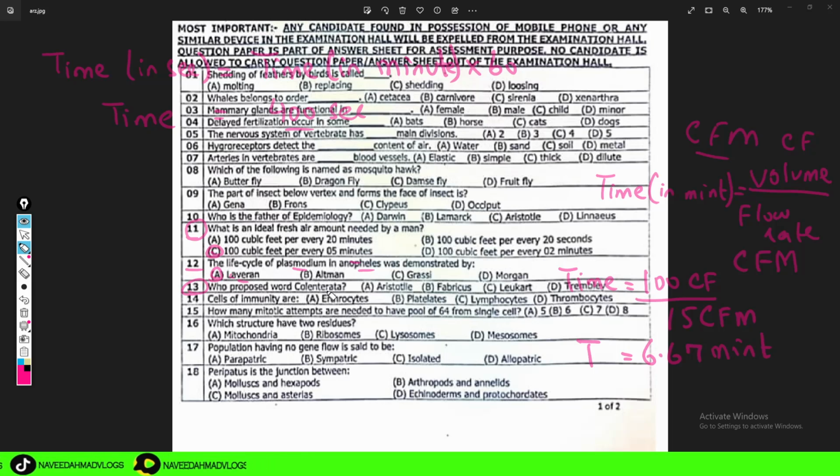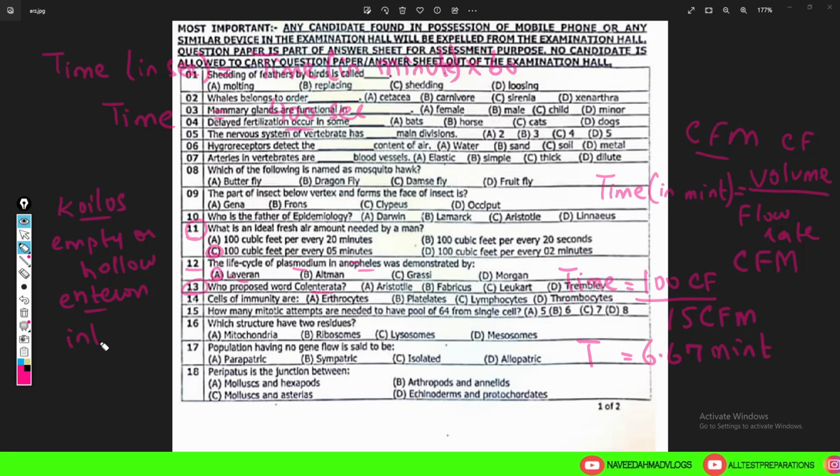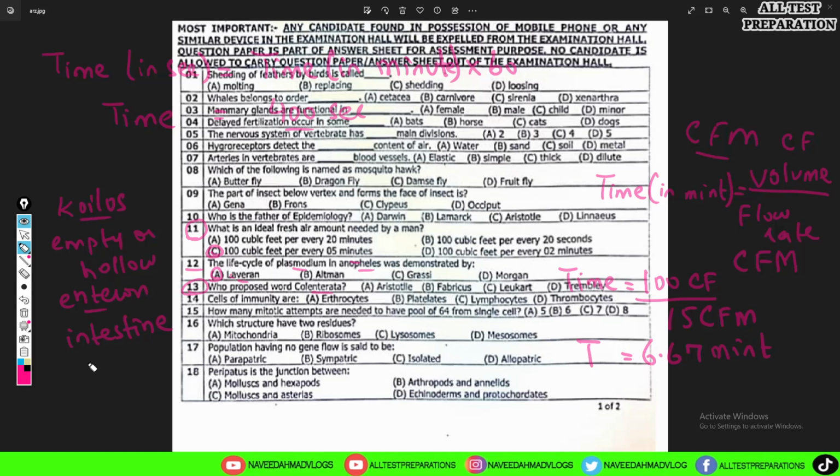So the word Coelenterata is a Greek word, which is derived from the word koilos, which means empty or hollow, while enteron means intestine. So the word Coelenterata is derived from a Greek word, and this means central digestive cavity.